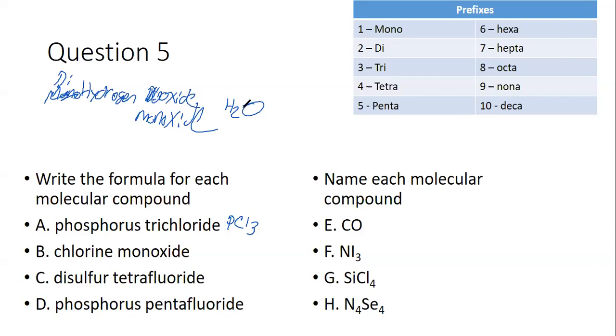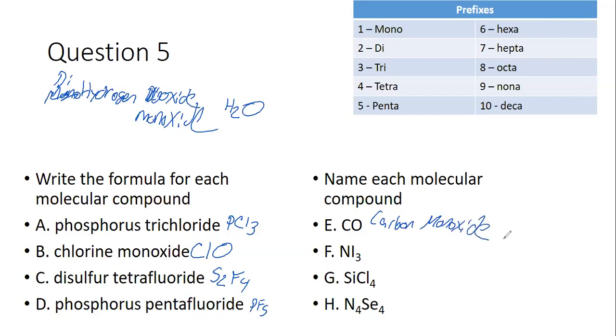So let's rattle these off relatively quickly because there are no real tricks to these. Chlorine monoxide, ClO. The hardest thing is probably just finding these elements on the periodic table if you're not used to them. But remember, for covalent compounds, they're all going to be in the top right because they're nonmetals. So disulfur tetrafluoride, S2F4. Phosphorus pentafluoride, PF5. CO would be our friend carbon monoxide.